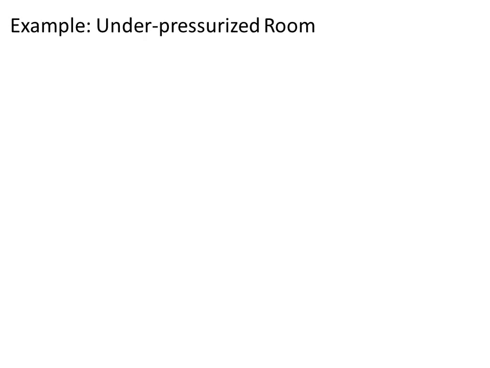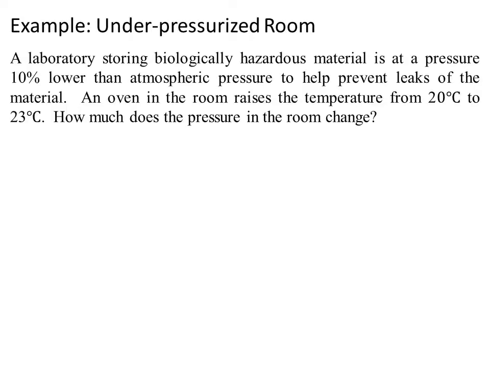Let's look at a more in-depth view of this gas law and ideal gases by looking at an under-pressurized laboratory room. Typically, a laboratory storing biologically hazardous materials is at a pressure 10% below the atmospheric pressure to help prevent leaks of the material. If an oven in the room raises the temperature from 20 degrees C to 23 degrees C, how much does the pressure in the room change?